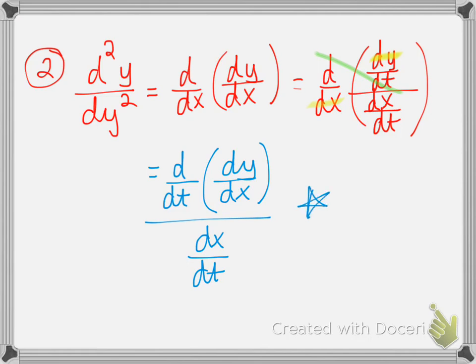What this is saying is find the derivative of whatever you got when you found the first derivative. Find the derivative of that with respect to t. It'll have t's in it, and you'll get rid of that. And then you divide it by whatever you got when you found the derivative of x.